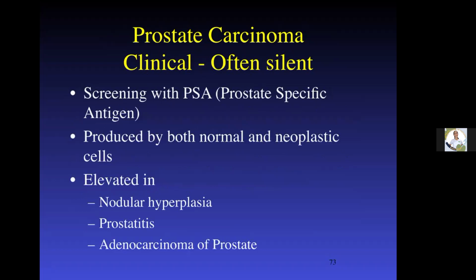So you screen male patients 50 years old and above. You screen with PSA, or prostate-specific antigen. But prostate-specific antigen is specific only to the prostate. It can be produced by both normal and neoplastic cells. PSA is not only elevated in adenocarcinoma of the prostate. It can be elevated in cases of prostatitis, or inflammation of the prostate, or in benign lesions such as nodular hyperplasia.